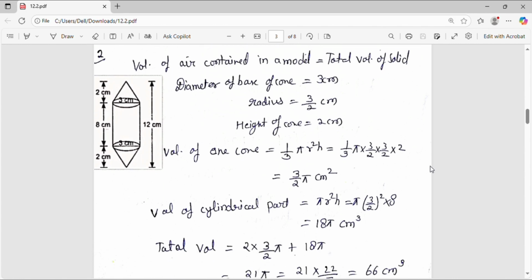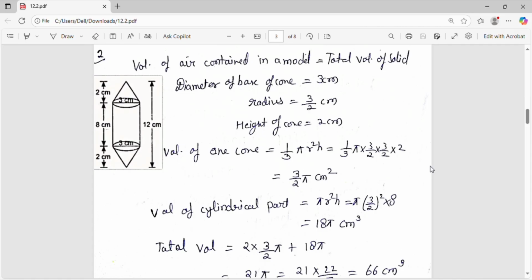Rachel, an engineering student, was asked to make a model shaped like a cylinder with two cones attached to its two ends by using a thin aluminium sheet. The diameter of model is 3 cm and length is 12 cm. If each cone has a height of 2 cm, find the volume of air contained in the model that Rachel made. So as you can see in the figure, there is a cylinder and at both ends it contains cones. So volume of air contained would be the total volume of solid.